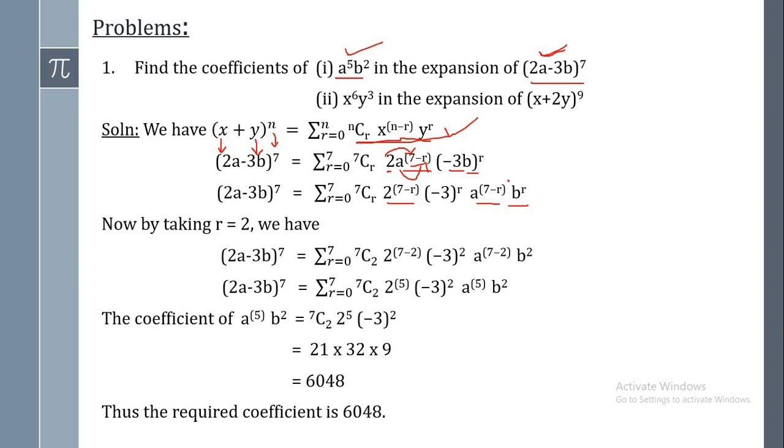Now we have to see for what value of r we will get the term a power 5 and b square. Here these parts are the constant parts, and a and b are unknowns. For what value of r do we get a power 5 and b square? That is when r equals 2. Here a power 7 minus 2 is 5, so we get a power 5, and since r is 2, we get b square.